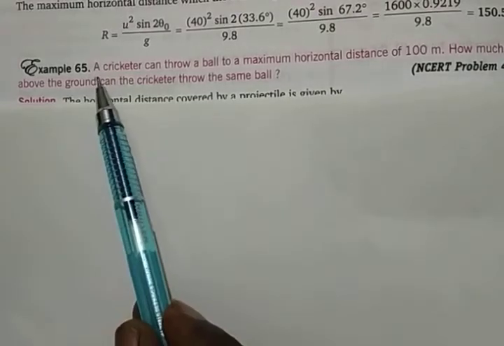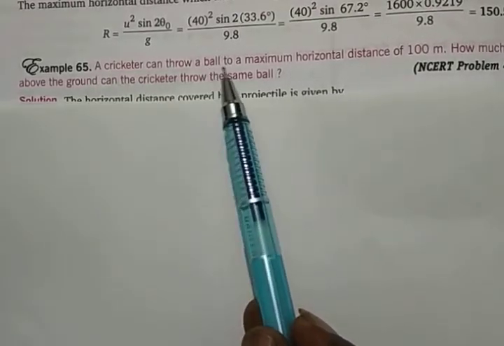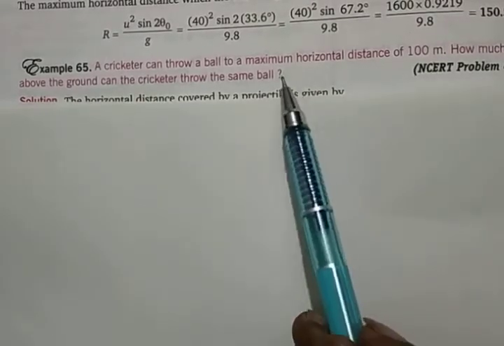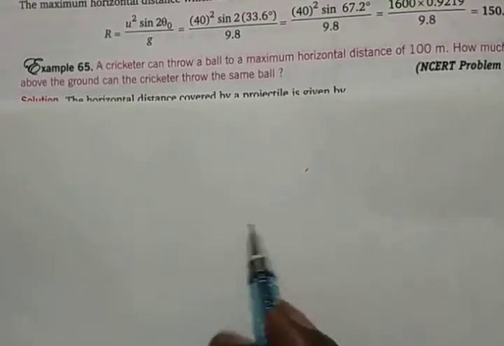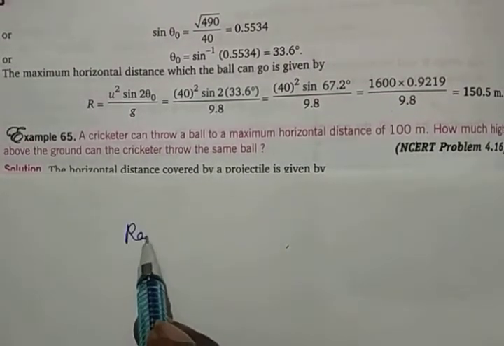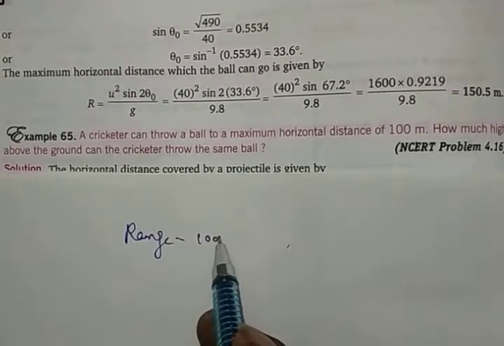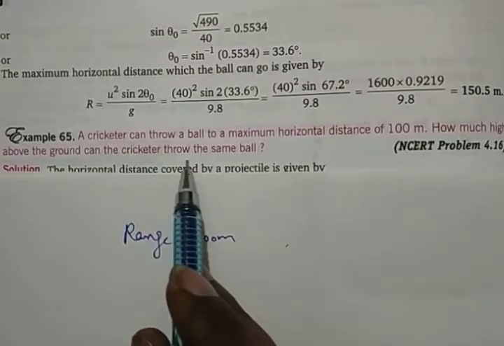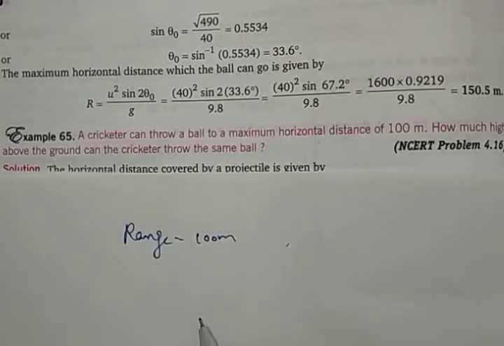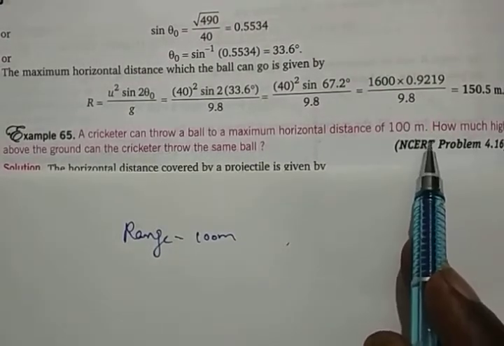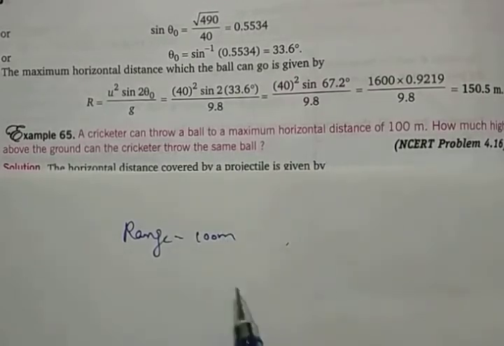The next question is, a cricketer can throw a ball to a maximum horizontal distance of 100 meters. Maximum horizontal distance, so you can write here, the range is given as 100 meters. How much high above the ground can the cricketer throw the same ball? So the same ball he is throwing above the ground with the same velocity. How much high can it be thrown?